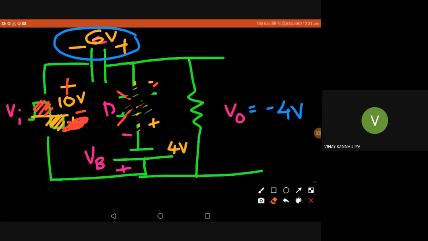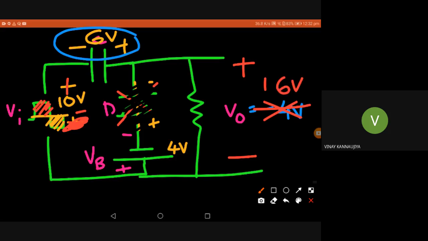Now you can see the input, capacitor voltage, and output are coming across a single loop. So if you apply Kirchhoff voltage law, what will we get? Both the input voltage and the capacitor voltage are in the same direction. So what is the net voltage? 10 plus 6, 16, right? And that will be coming across my output in which direction? Plus minus, right? So in the positive cycle, my output will be 16 volt.